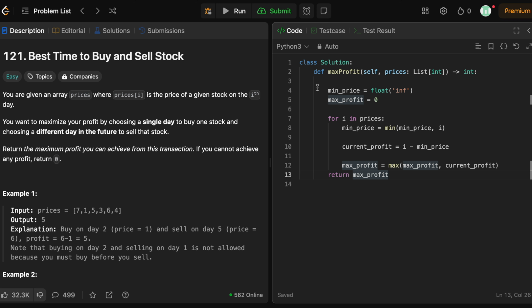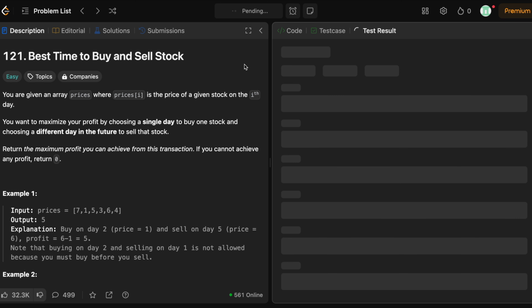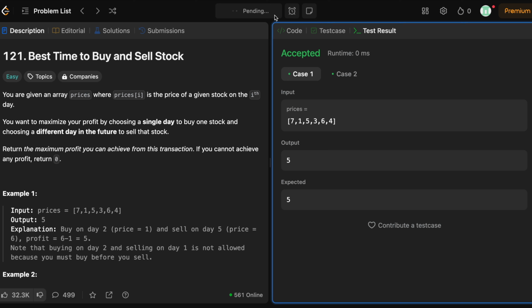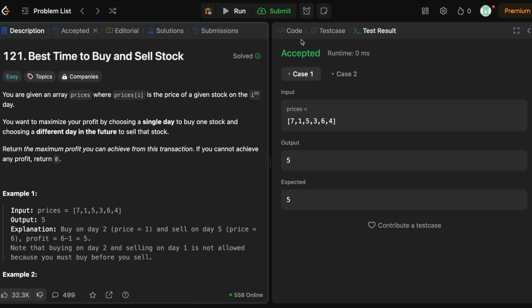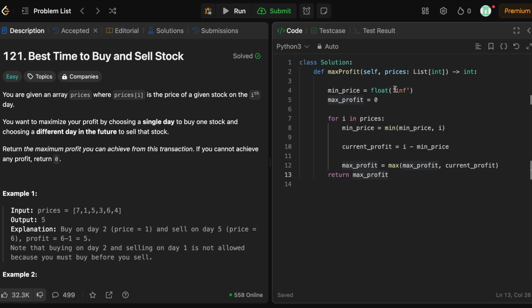Let's go ahead and run the code now. All right, all of our test cases are passed. And we have solved the stock trading problem using a simple but effective approach. Remember, the key thing here is to keep track of the minimum price which we have seen, and constantly check if selling at the current price would give us a better profit or not.